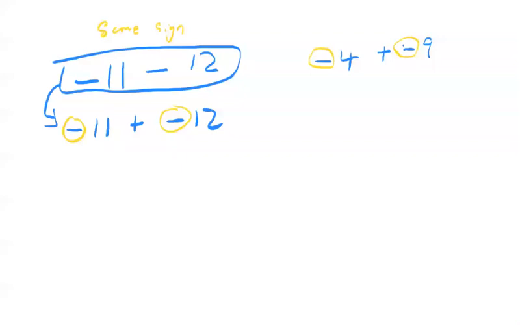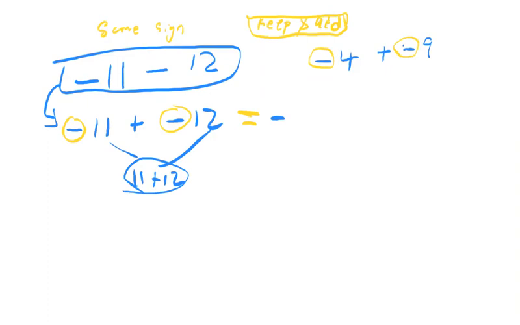So what's the rule of the same sign? Keep and add. So we're keeping the sign and adding the numbers. So we're going to keep the sign, which is negative, and we're going to add 10 plus 12, which is 22. Same thing. What do we do? When it's the same, we keep and add. So we're going to keep the sign and we're going to add 4 plus 9. And that's 13. So the answer is -13.